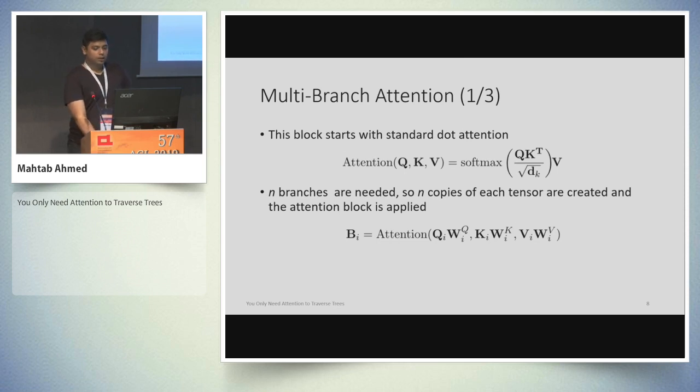But we are not restricted to just one, that is, single-head attention. We are looking at multi-branch attention, so we were dealing with n branches. We created n different tensors, replicating the representation of that tree n times, and then we have n different parameters for each of these tensors. We apply these attention blocks, and after applying them, we have n different branch representations for each subtree.